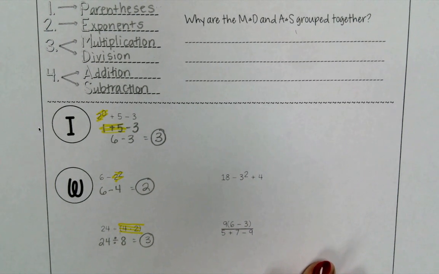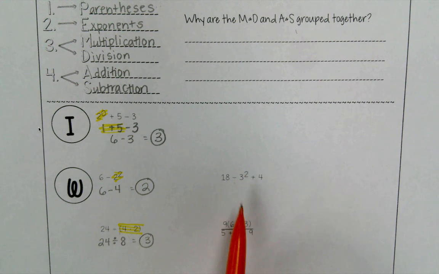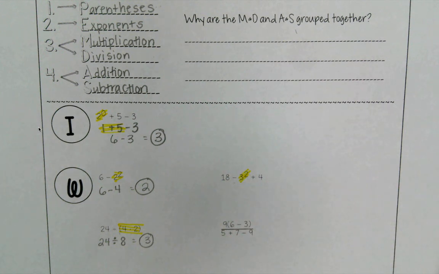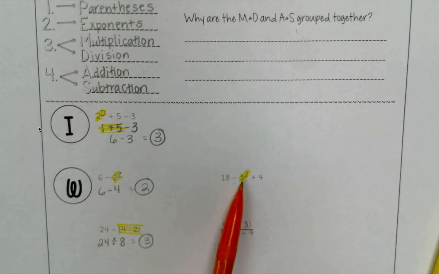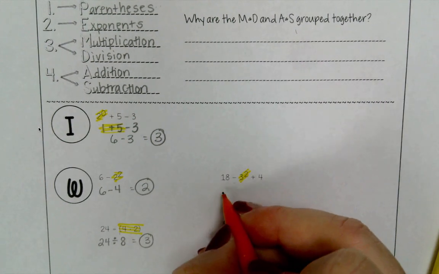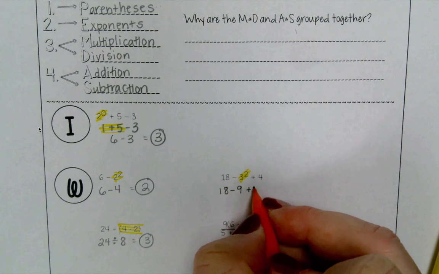Then I come over to this one, 18 minus 3 to the power of 2 plus 4. I look for parentheses, have none. I look for exponents, I have one right here. That's why I'm doing that first. 3 to the power of 2 is the same thing as 3 times 3, which is 9. So 18 minus 9 plus 4.